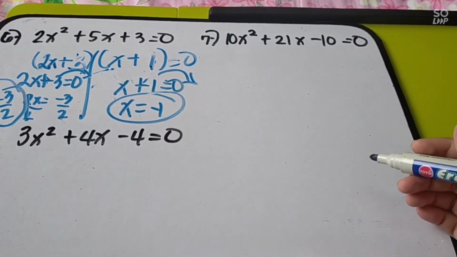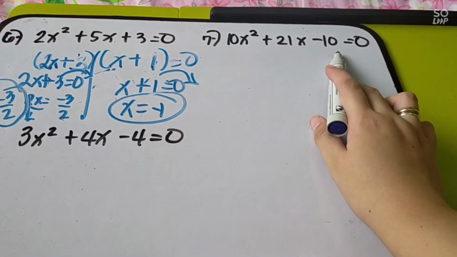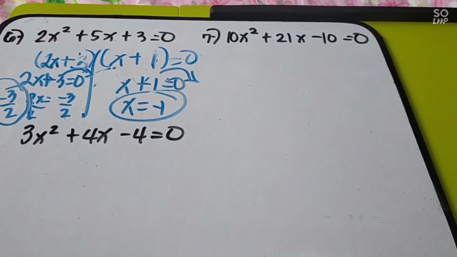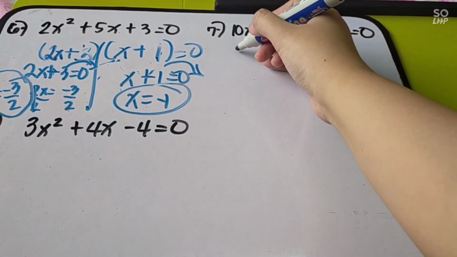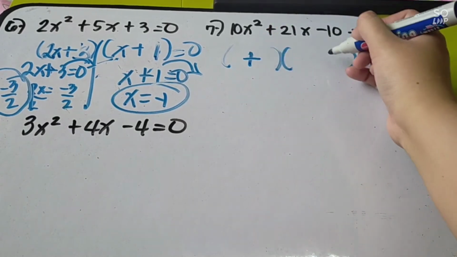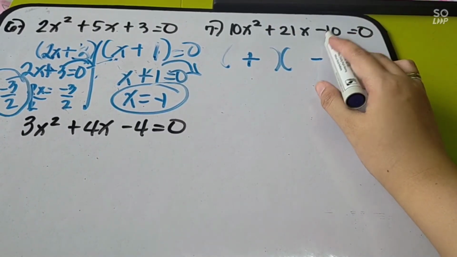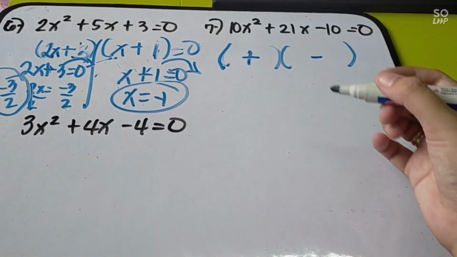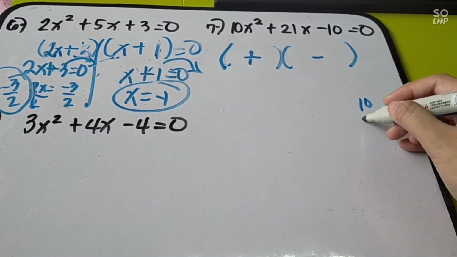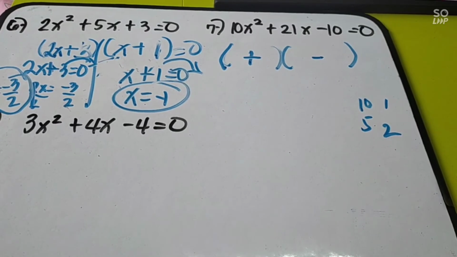So, dito medyo mahirap kasi we have here 10 and 10. Okay, so maraming factors na ating pagpipiliin na pagpapalitin pa. Hindi pa tayo sure. And then, yung sign niya, isang positive, isang negative. Kasi negative ito. Okay. So, ang factors ni 10 naman ay 10 and 1, tsaka 5 and 2. So, yan yung gagamitin natin.